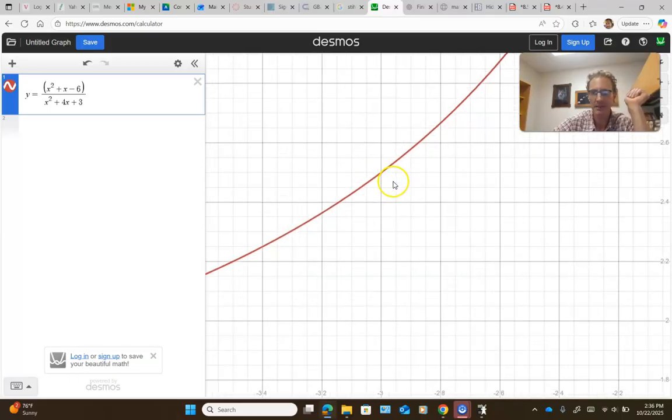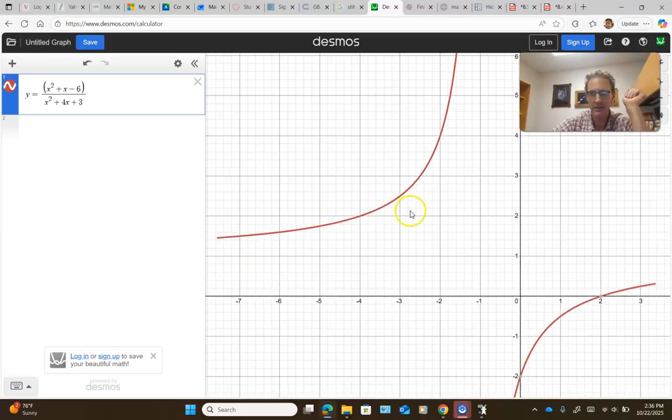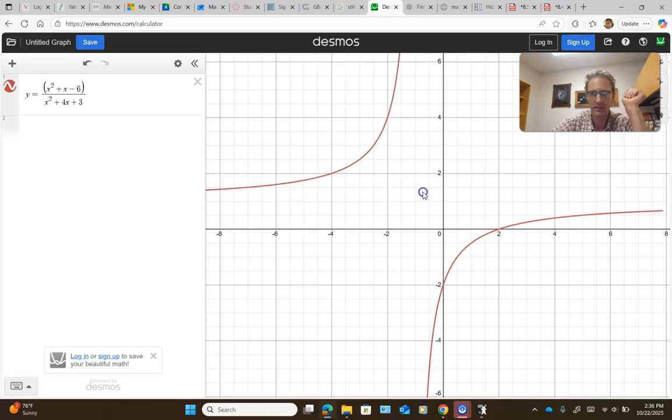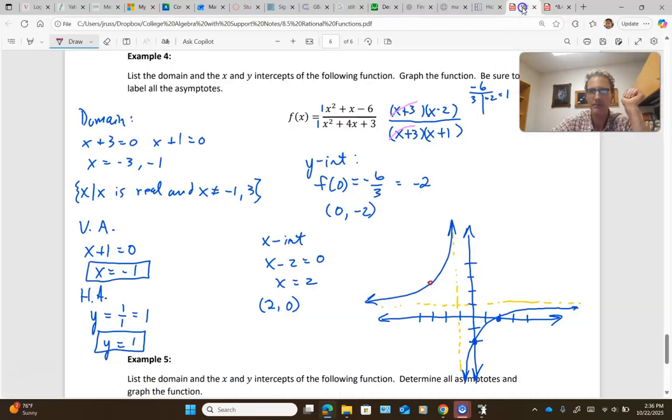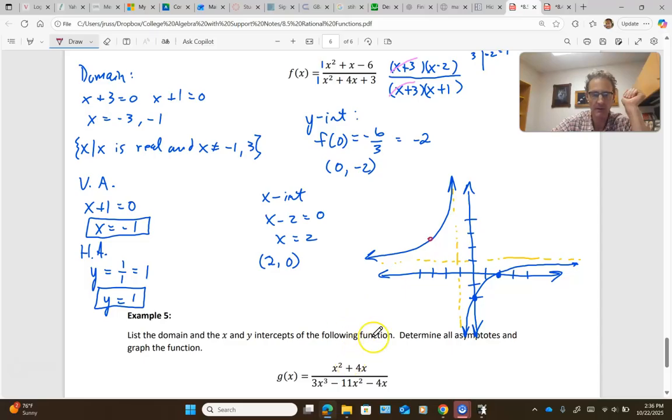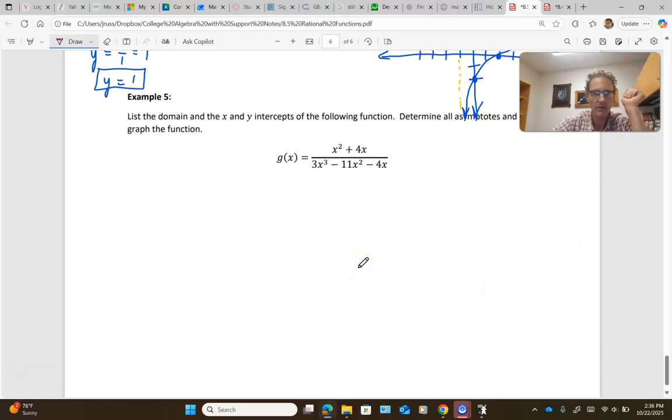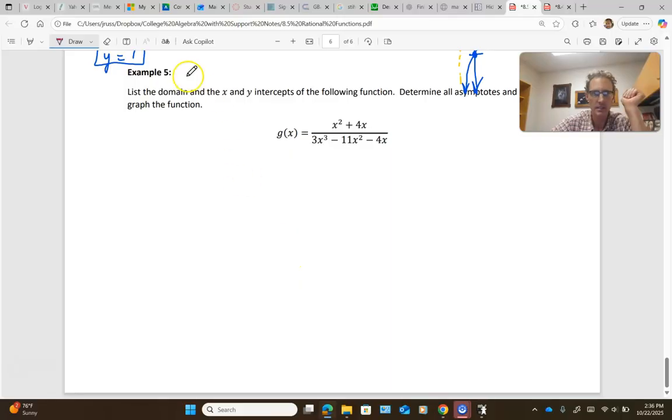So anyway, well, let's look at the last one then. Example 5. We're going to do the same thing with example 5. It says list the domain, the x and y intercepts, determine all asymptotes, and then graph the function.